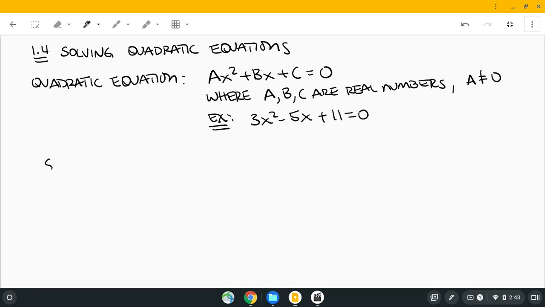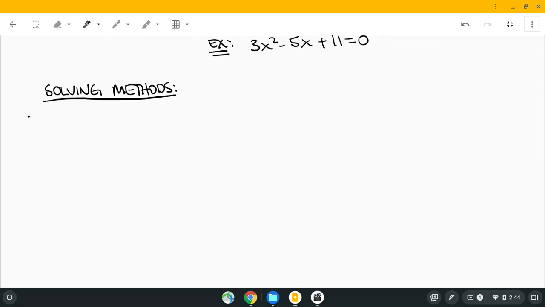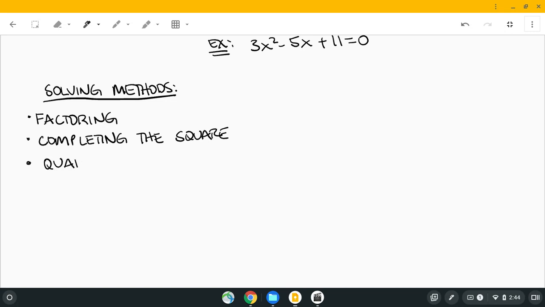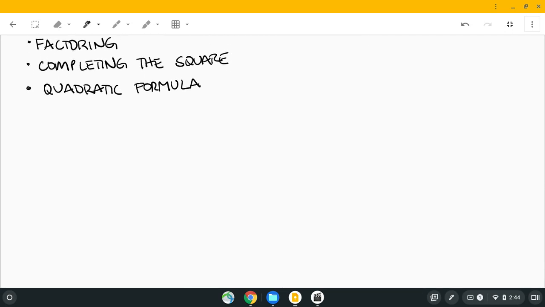Okay, so the solving methods that we are going to look at are factoring, and completing the square, and the quadratic formula. Okay, so let's go ahead and take a look at the first method, factoring.